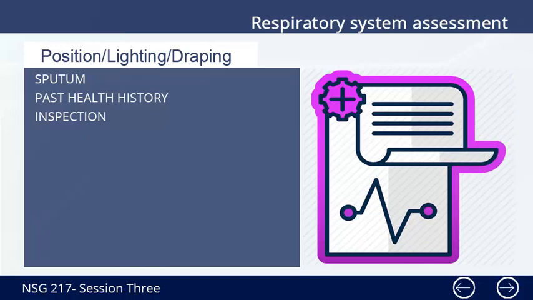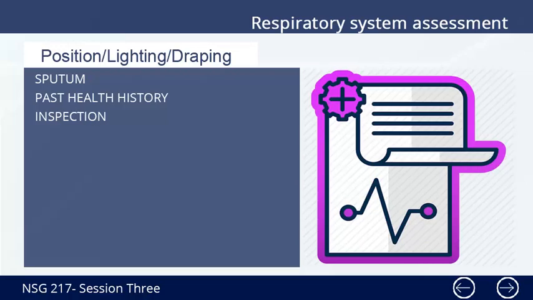Under sputum, consider the amount, the color, presence of blood, that is hemoptysis, the odor, the consistency, and pattern of production.